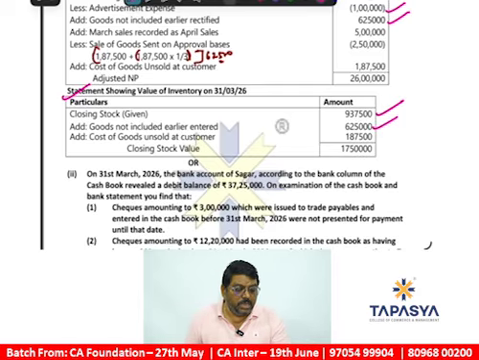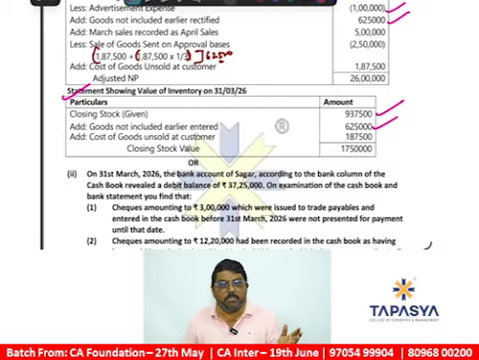Point number 4. In March 2026, goods of 5 lakh rupees were sold and delivered also, but it is recorded in April month. Actually done in March, but the sales in March month were omitted.